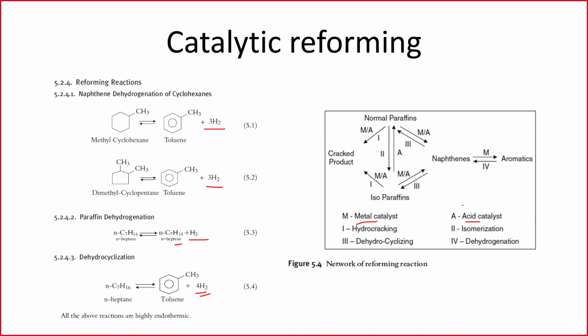You just go up here. So from naphthene to aromatic, it uses this metal catalyst. This facilitates the hydrogen activity. Either you add it, or in this case you are removing it, because it goes from the cyclic naphthene to the aromatics. The aromatic means you are taking out the hydrogen.